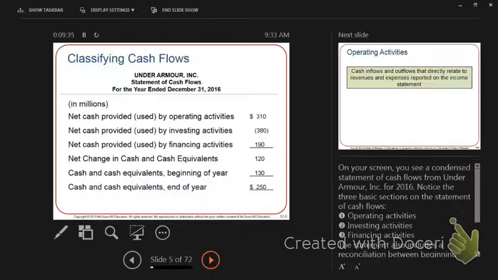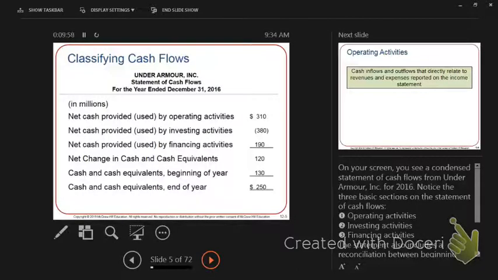We bought $310 million worth of a building, equipment, land, something. And then it says the cash came in the door of $190 million in financing. So what did we do? Some loans. We do stock. We either issued stock or took some loans or did both. Okay? So then it shows your net change in cash, the $120 million.